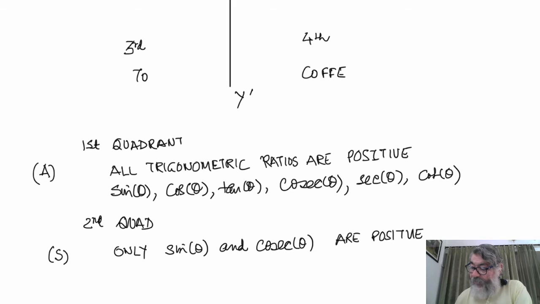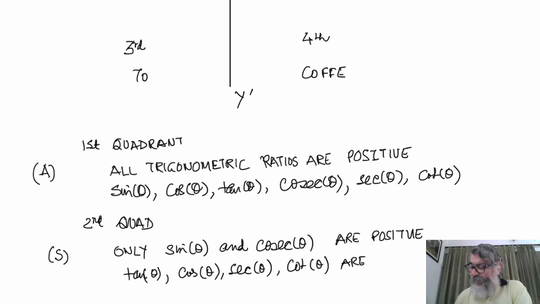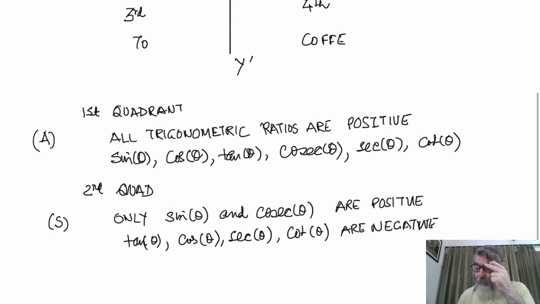And what are the remaining? Tan theta, cos theta, sec theta, and cot theta are negative. In other words, instead of writing all this, I could simply say that sine and cosec are positive and the rest are negative. The rest are cos theta, tan theta, sec theta, cot theta.